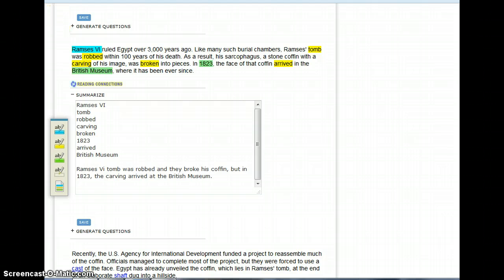Now, we are going to try a summary together. I would like you to log in to your Achieve 3000 account and click on the story titled Ruler's Resting Place Found Again.